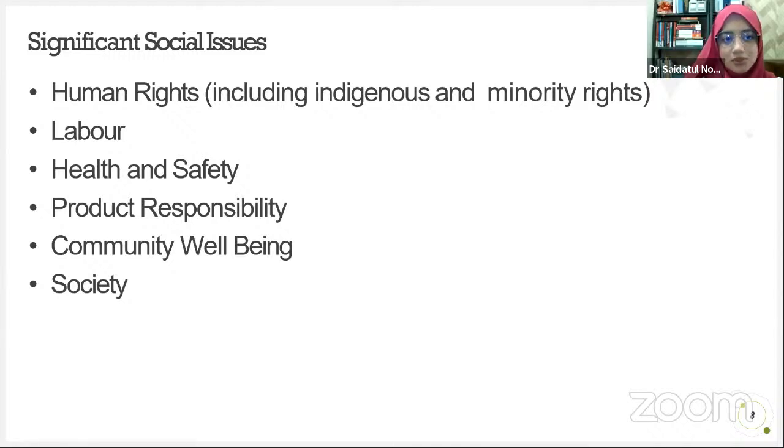So the first one is human rights, including indigenous and minority rights. Now, since I'm doing palm oil, I'm again going to say what is the case with palm oil in terms of human rights. A lot of indigenous and minority rights are being affected when they are trying to clear the land. Before they clear the land, they have to own the land. For example, they wanted to develop a new plot of land in Indonesia. And there lives a minority people, indigenous people in that plot of land. So they wanted to develop that into palm oil.